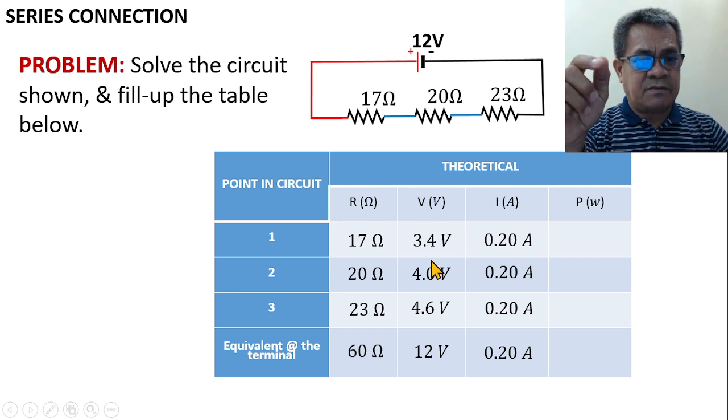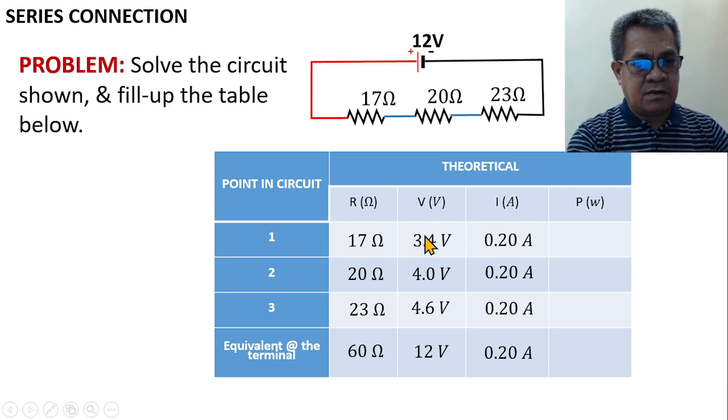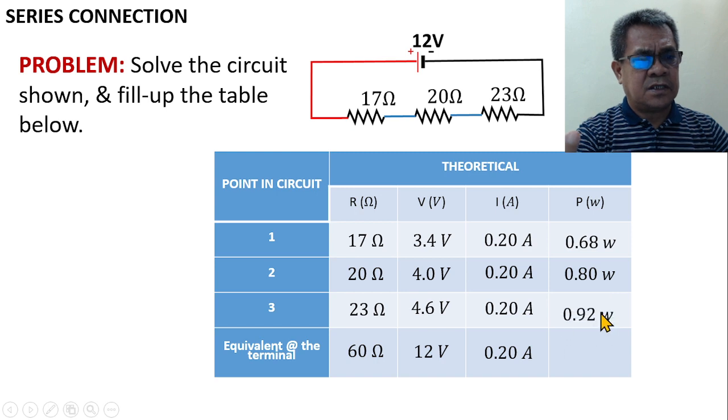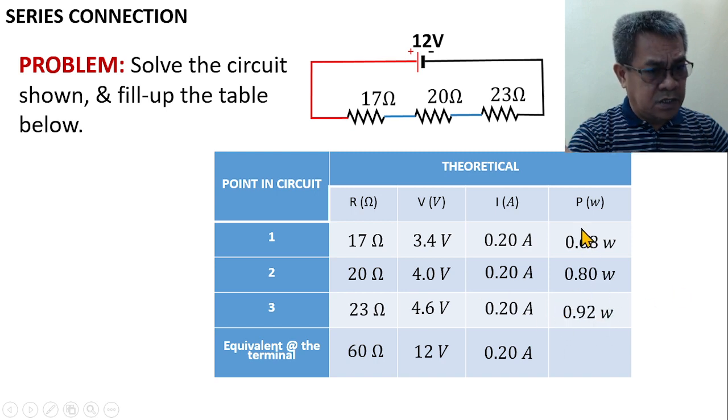Then you can verify that these are correct by adding, because in series, voltage will accumulate. Add these, and the result is 12 volts. There are many ways to calculate the power. You can take the product of voltage and I, or I squared times R, or V squared over R. Then you will arrive at the same answer. So three formulas can work for power. Then you can add these three.